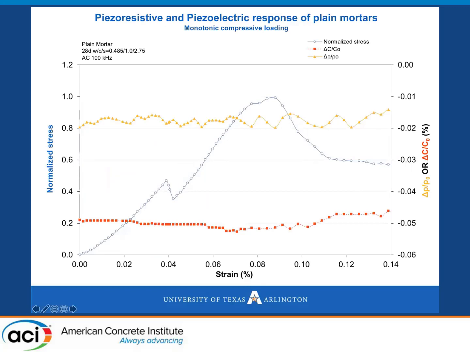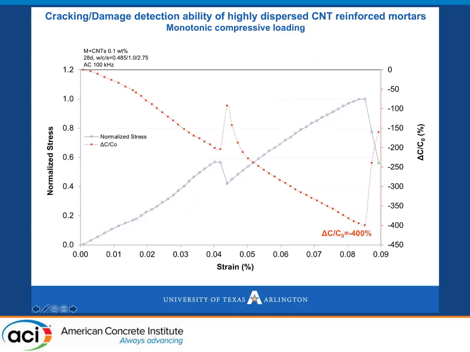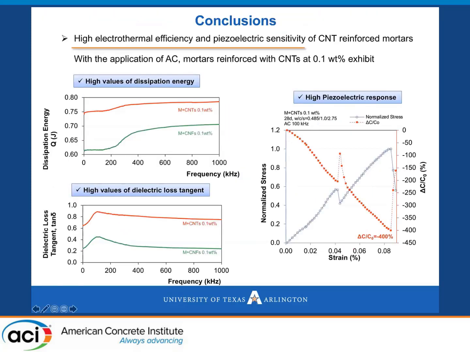Here I'm showing you actual tests of monotonic compressive loading. These are without any dispersion. But look what happens when we have as received CNTs: the capacitance is giving us actually a mirror image picture of the stress strain curve. So we are very intrigued by that, and we continue our work on that. We still have a long way to go, but we are very excited about this. And just to conclude, I think I gave you the conclusions for the high electrothermal efficiency. The piezoelectric sensitivity is ongoing work, and I will be happy to talk about that in another talk.